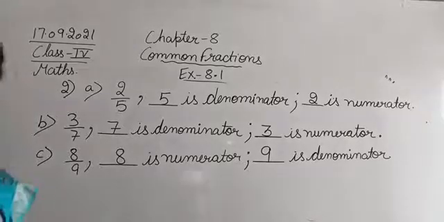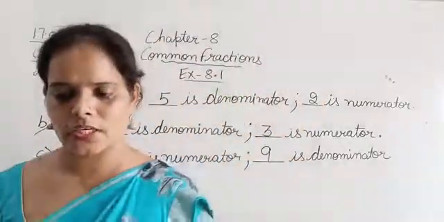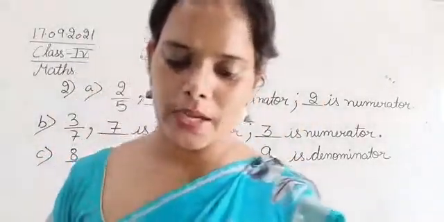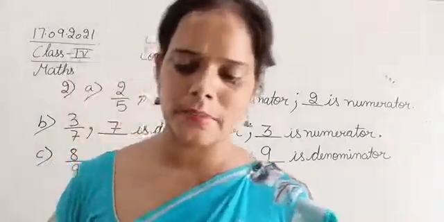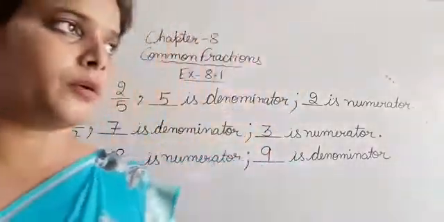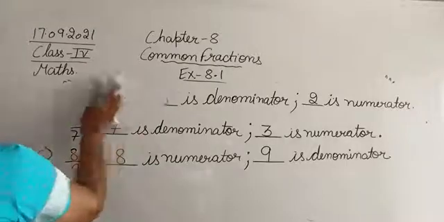So now moving next to the third one. Write down the fractions whose numerator and denominators are given below in brackets. The first number stands for numerator and the second number stands for denominator. So we have to write the given numbers in the numerator and the denominator form.